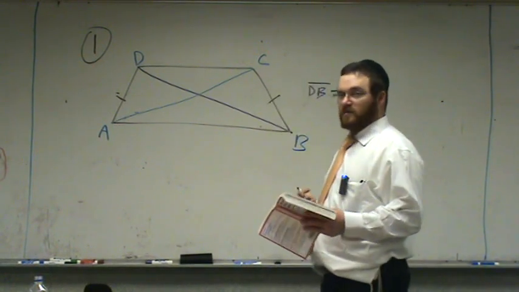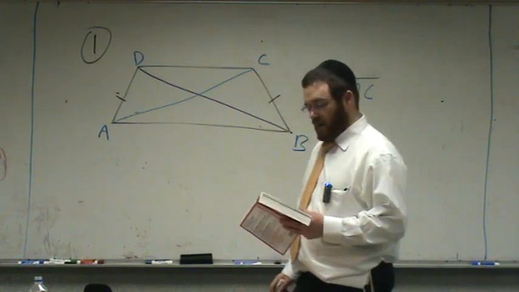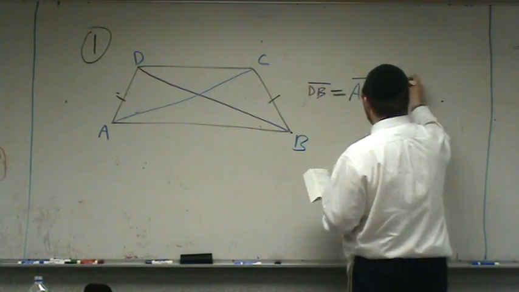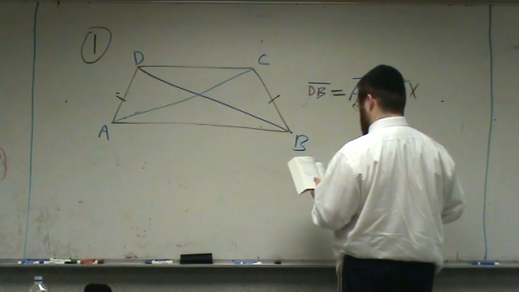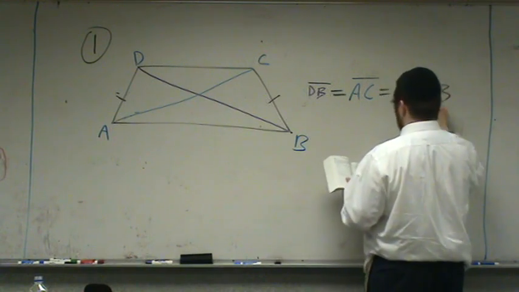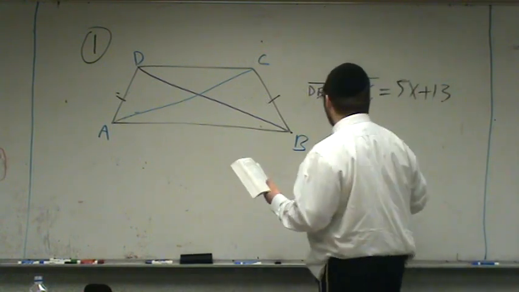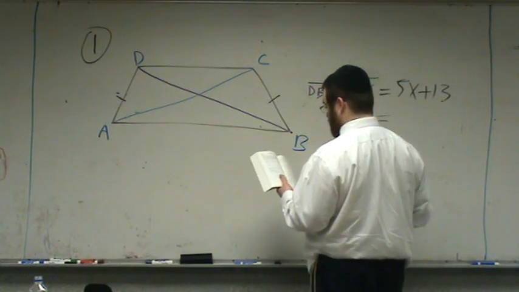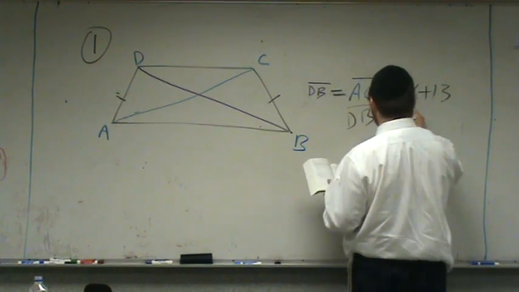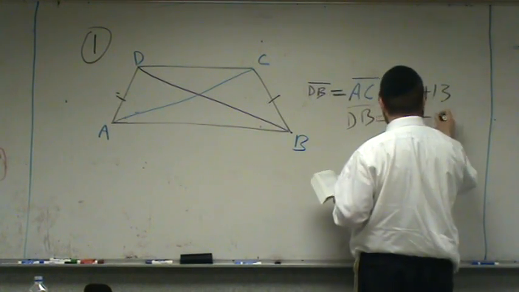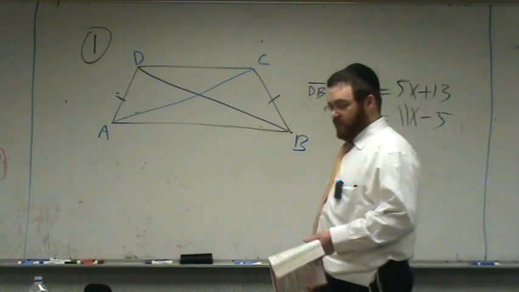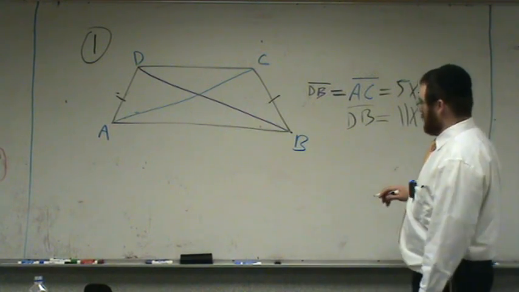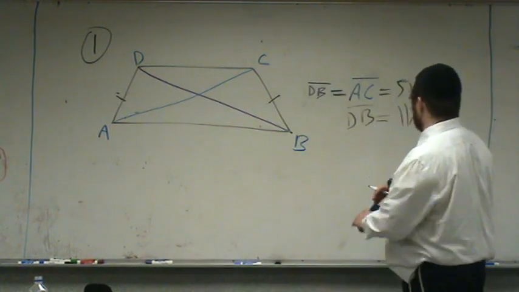The diagonals of an isosceles trapezoid are equal, and it tells us that AC is equal to 5x plus 13. That means DB is also equal to that. And it tells you that line DB is equal to 11x minus 5. Then it asks you to find the value of x. We know that they're equal, so let's make them equal.